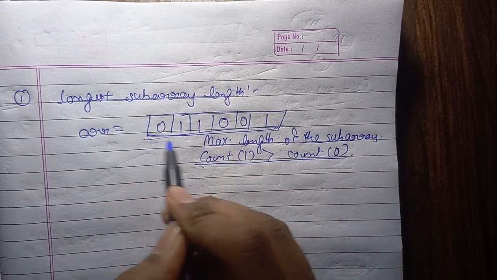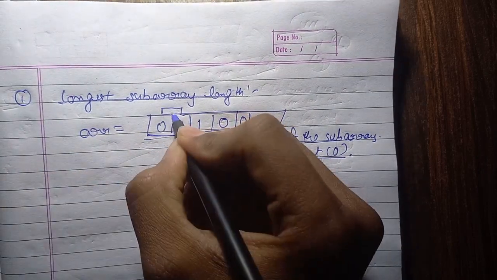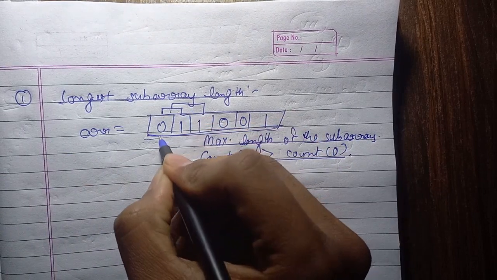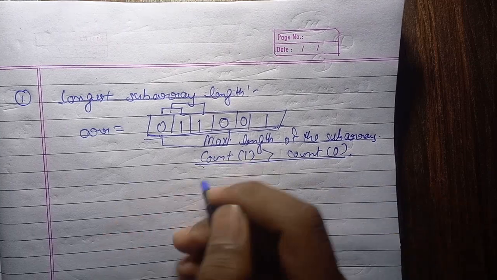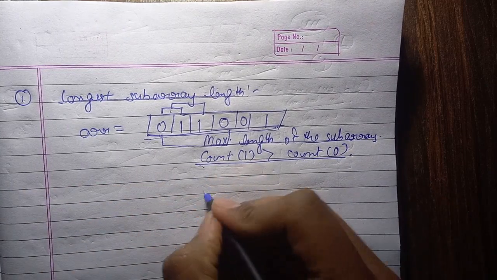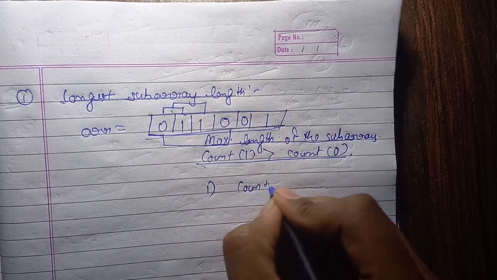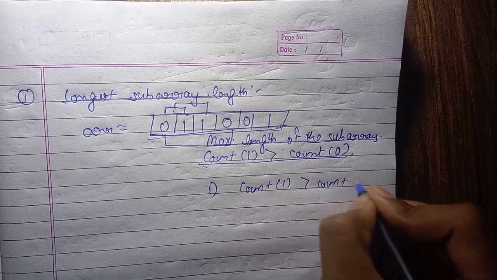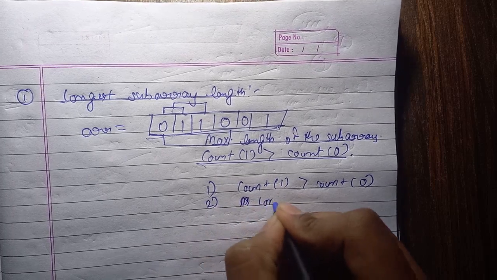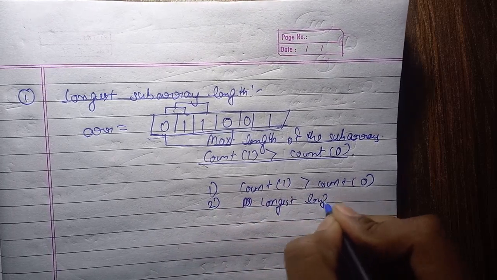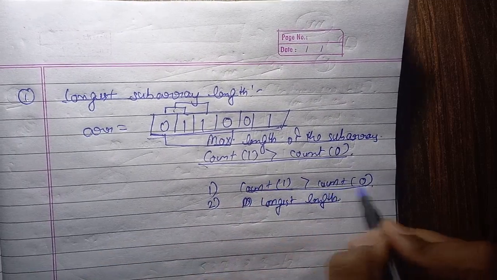If I'm just looking at this example, this would be my first subarray, then this would be my first subarray, like this. If I go like this, this would be a subarray, and there would be lots of subarrays. So I need to find a subarray. First condition: a subarray which has count of 1 greater than count of 0. This is my first condition. I need to find this first, and after that I have to return the longest length of the subarray which has the count of 1 greater than the count of 0.